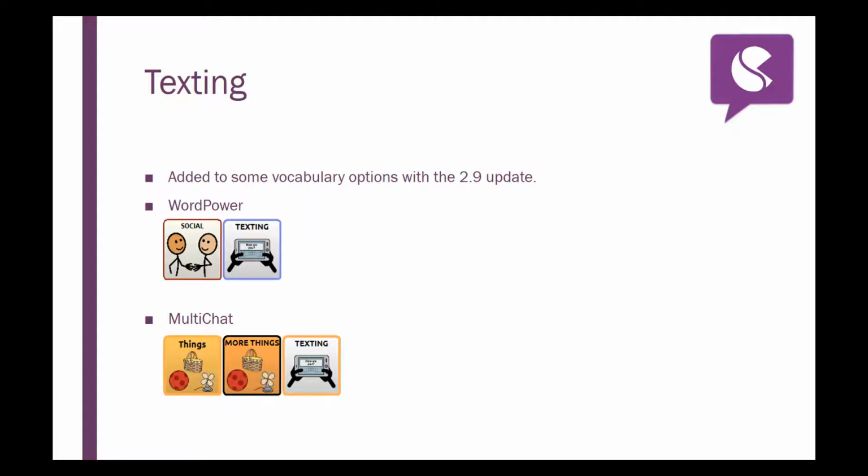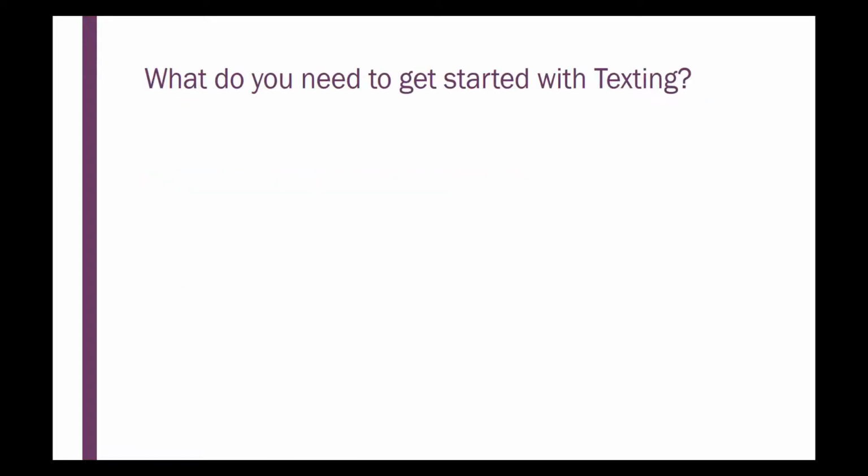Default word power and multi-chat vocabulary have been updated with 2.9 to include the texting pages. You will find the button leading to texting under Social and Word Power and Things and More Things in multi-chat. So let's recap. What do you need to get started?